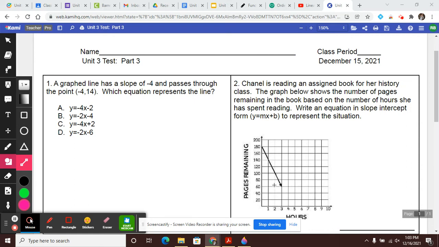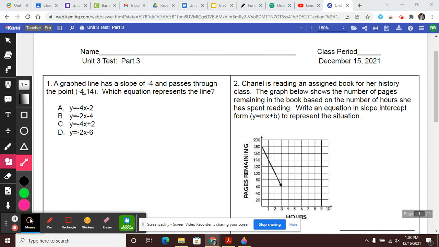Okay, so let's go ahead and review part 3 of the test, and then I'm going to have you retake 5 questions that go over the same thing. Part 3 of the test was writing equations from situations, be it a graph or a table or a word problem.